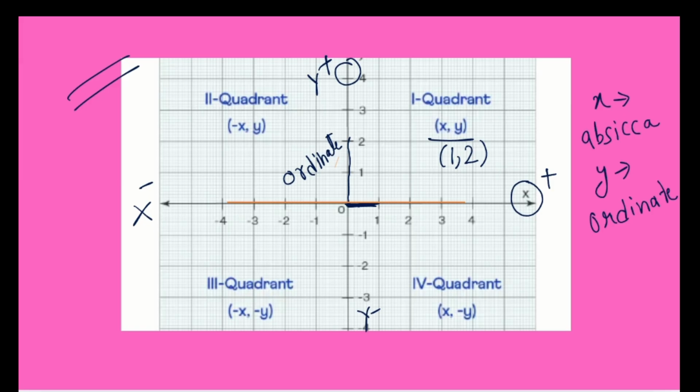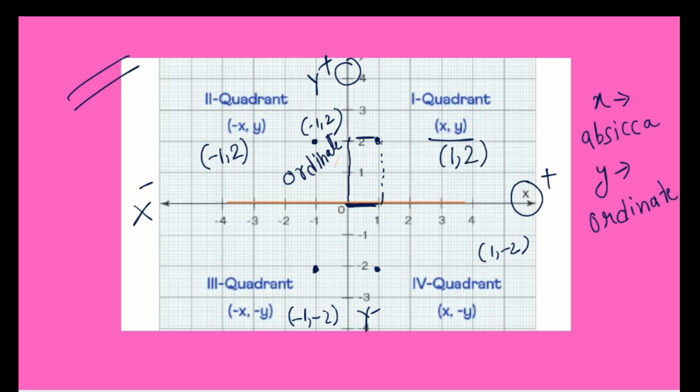Both signs are positive and this is the location of the point 1, 2. Here x would be negative, y would be positive, so the location would be here for the point -1, 2. Here if we have to find the location of the point -1, -2, that would be this. If we have to find 1, -2, the location of the point would be here.